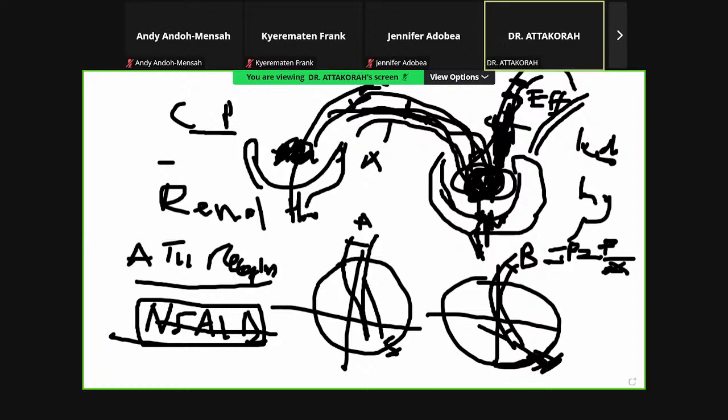Come again, please. Okay, so NSAIDs are known to inhibit the synthesis of prostaglandins. And prostaglandin E2 is responsible for causing vasodilation of the afferent artery. And since NSAIDs inhibit its production, there is also going to be an inhibition of the prostaglandin-mediated vasodilation of the afferent artery, hence leading to its vasoconstriction or reduction in size.